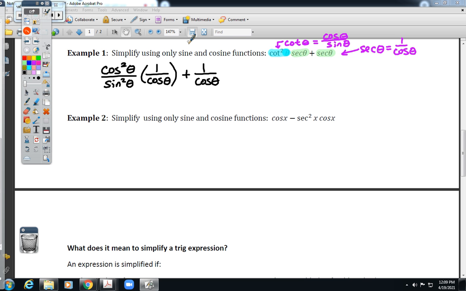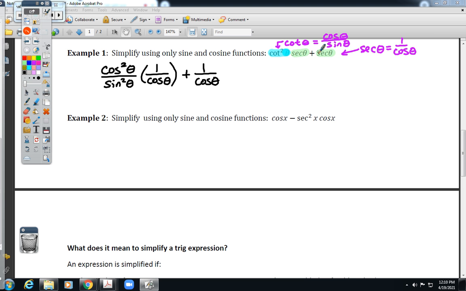So we replace our cotangent with cosine over sine, and it's squared, so they both get squared. Secant with 1 over cosine, because we want to rewrite everything in terms of sine and cosine. Cotangent is also cosine over sine. So now we need to use algebra to simplify this.